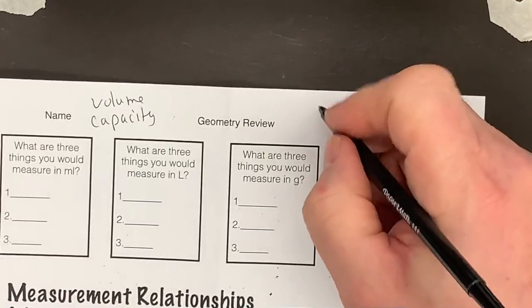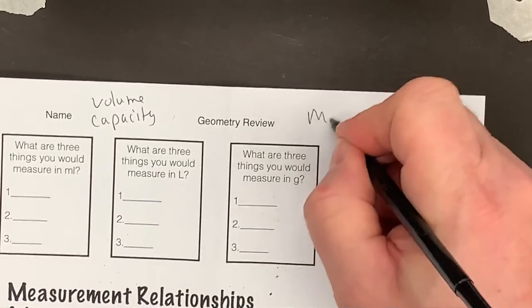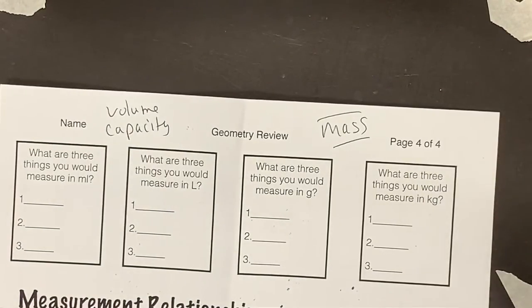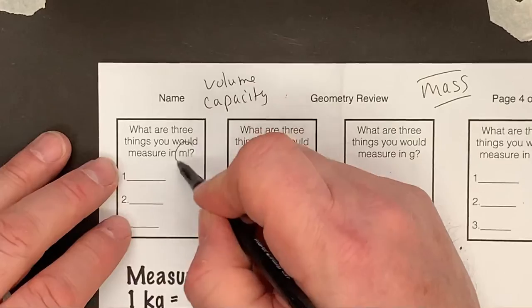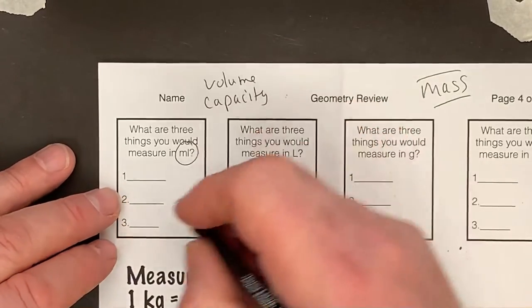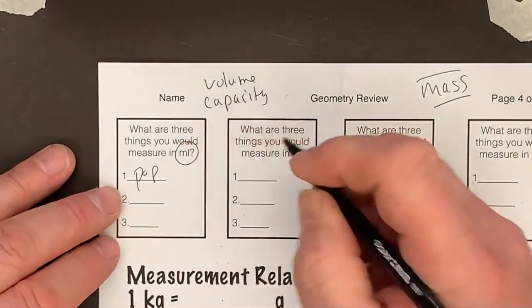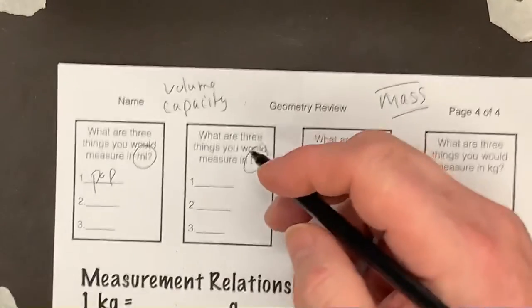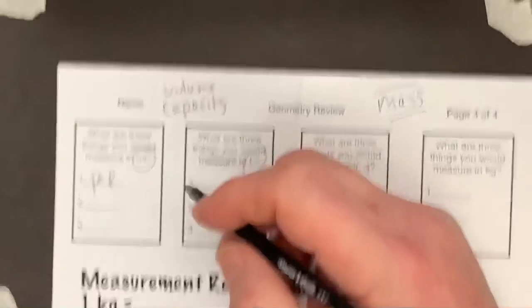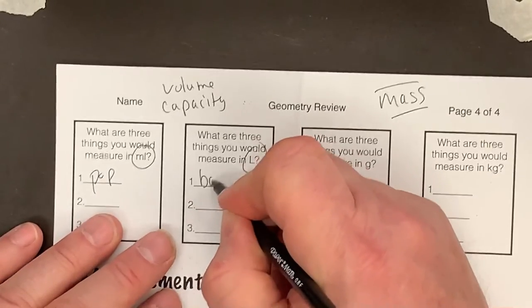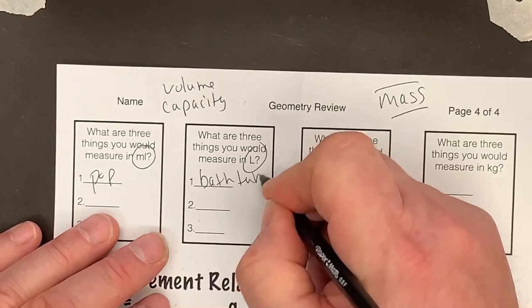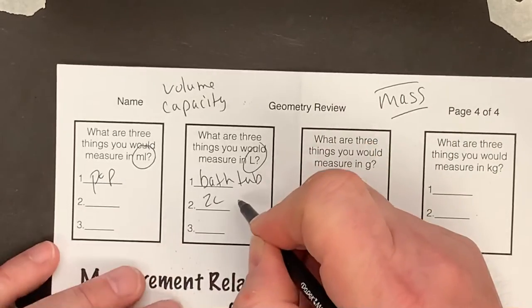And it's also going to be about weight, or more commonly in science and math, we'll say the mass of things. So what are things you'd measure in milliliters? Well, those would be small things like a can of pop or a juice box or a water bottle. What would be in liters? Bigger things like, I don't know, a bathtub, how much it would hold or something like that. Or a 2-liter bottle of pop, right?